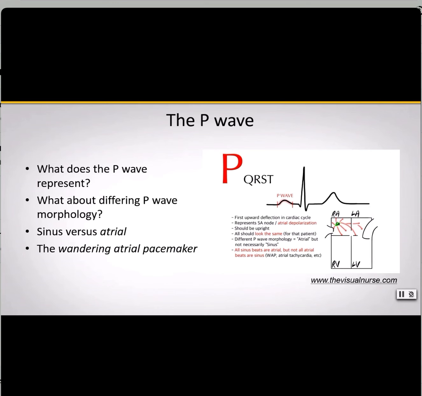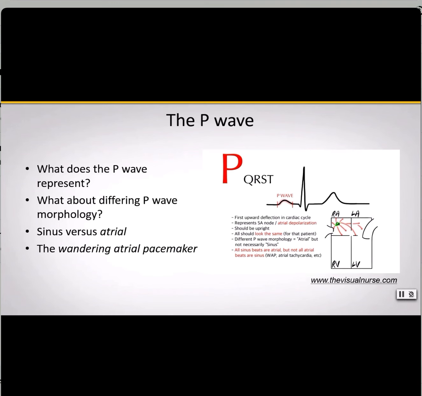atrial depolarization. Now, the single most important lesson that I can impart to you right now is that the P wave represents atrial depolarization and contraction, and the QRS complex is going to represent ventricular depolarization and contraction. This is important because the SA node is what we refer to as the pacemaker of the heart. It quite literally sets the pace for the timing of each cardiac cycle.